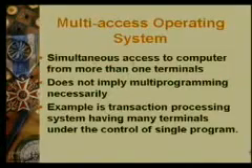Then we have multi-access operating systems. What is a multi-access operating system? Simultaneous access to a computer from more than one terminal does not necessarily imply multi-programming. An example is a transaction processing system having many terminals under the control of a single program. To a certain extent, a railway reservation system can be categorized under this kind of category. So, multi-access systems.